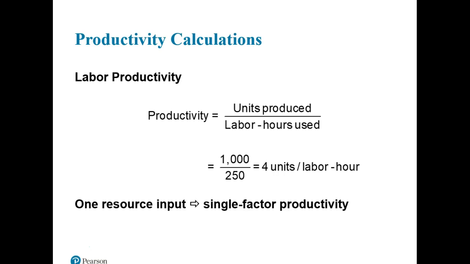Okay, so looking at this slide, if the units produced were 1,000 units and the labor hours used is 250, then 1,000 divided by 250 would equal 4 units produced per labor hour.